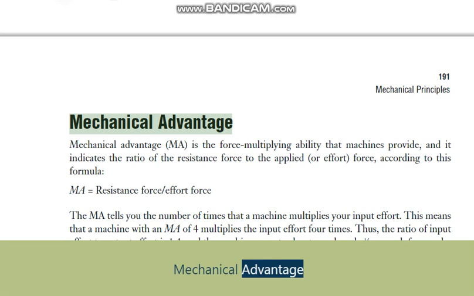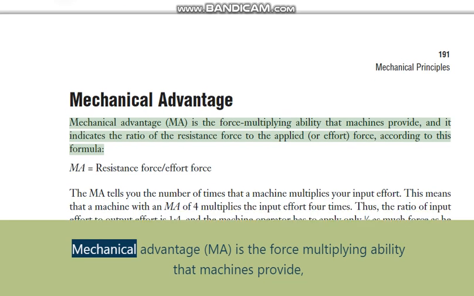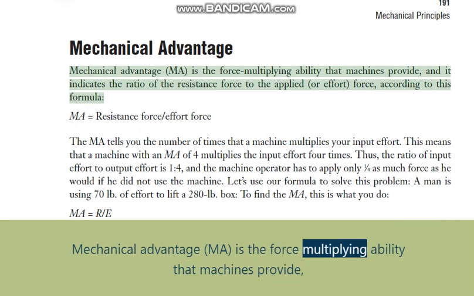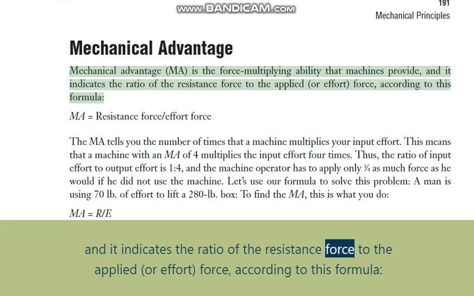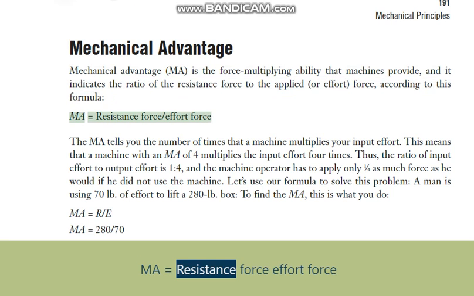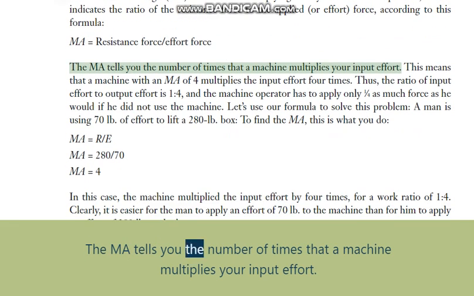Mechanical advantage. Mechanical advantage, MA, is the force multiplying ability that machines provide, and it indicates the ratio of the resistance force to the applied, or effort, force, according to this formula. MA equals resistance force over effort force. The MA tells you the number of times that a machine multiplies your input effort.